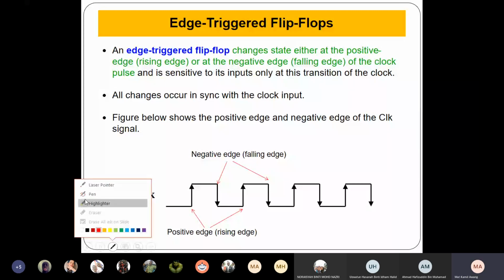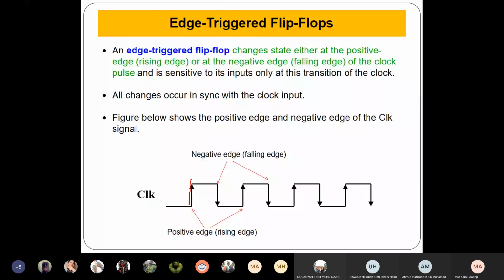Let me get the pen. Okay. So this is the positive edge. That means that it only changes when it changes from 0 to 1. This is the positive edge. For the negative edge, it only changes on the 1 to 0 transition. Okay.